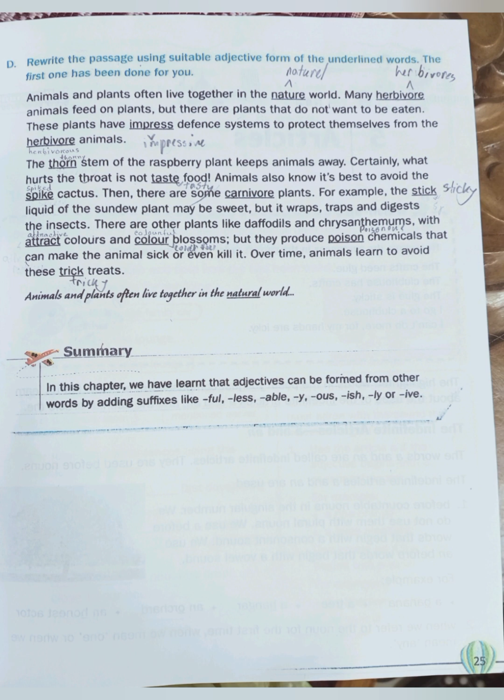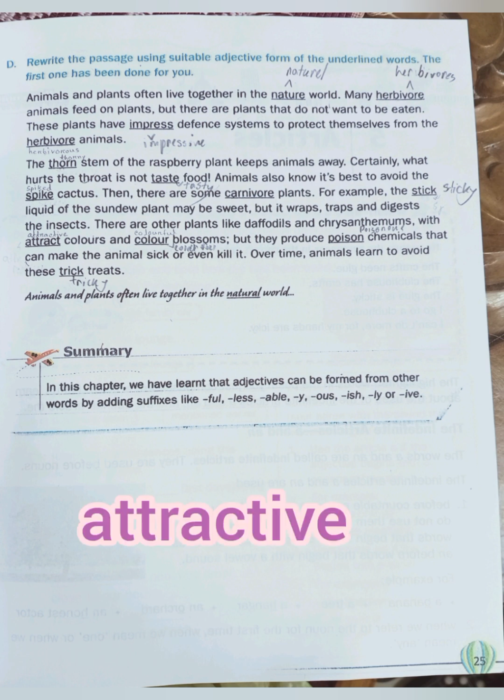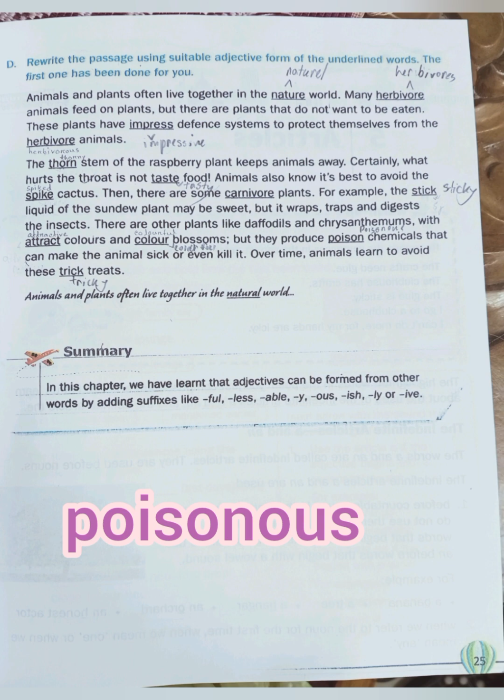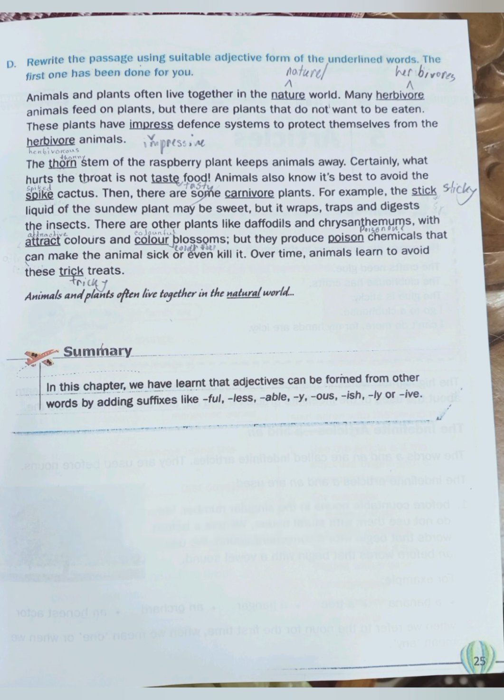There are other plants like daffodils and chrysanthemums with attractive colors and colorful blossoms, but they produce poisonous chemicals that can make the animal sick or even kill it. Over time, animals learn to avoid these tricky treats.